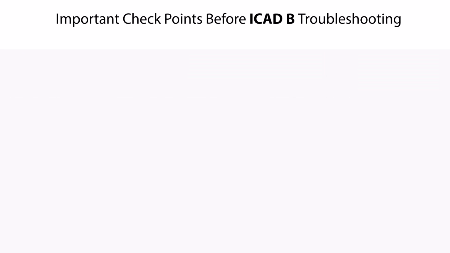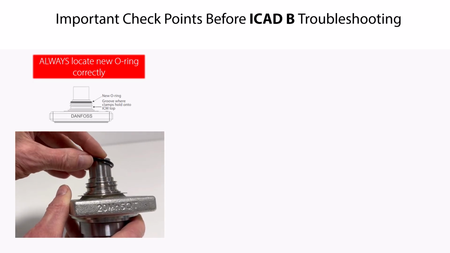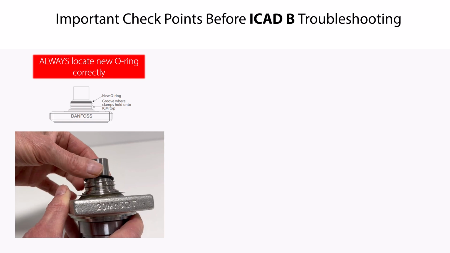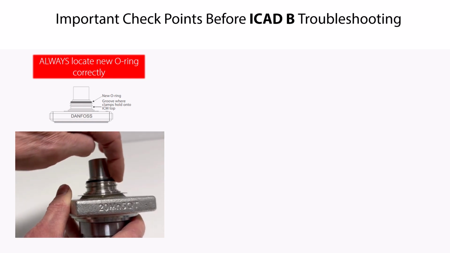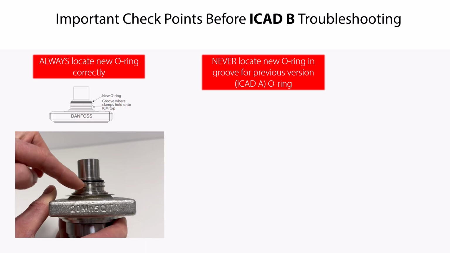Another very important checkpoint regarding the mechanical installation of the ICAD B is to ensure that the new O-ring has been located correctly on the valve top, as seen here. The O-ring should always be located just above the groove where the previous version ICAD A O-ring was located. You must never place the new O-ring in this groove.